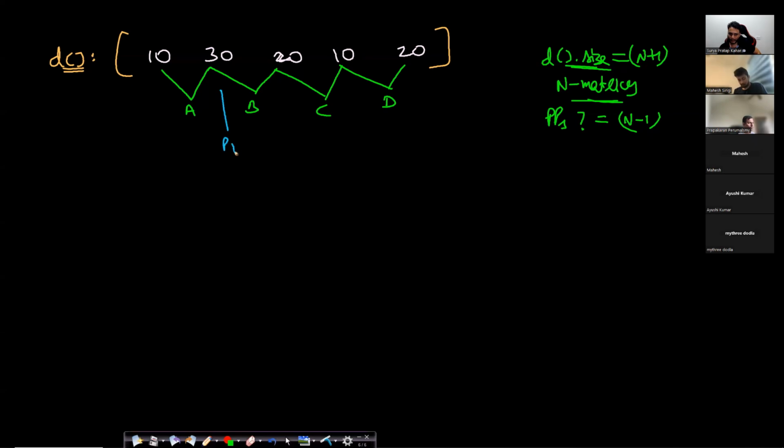If I say that you want to iterate for all the partition points, then you will iterate from this: partition point 1, partition point 2, and partition point 3, right? And you will take the minimum of all the answers and return it as the answer. Something like that you will do.